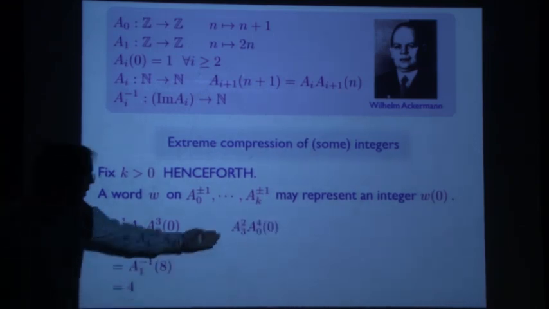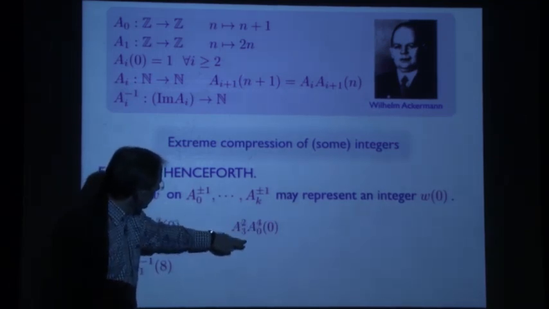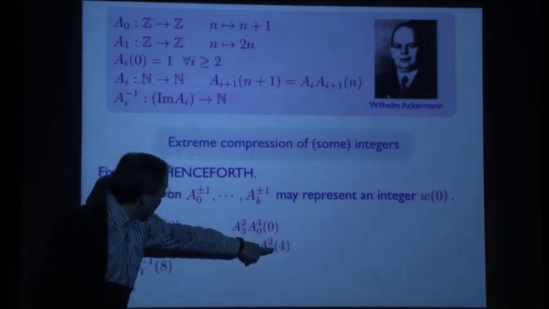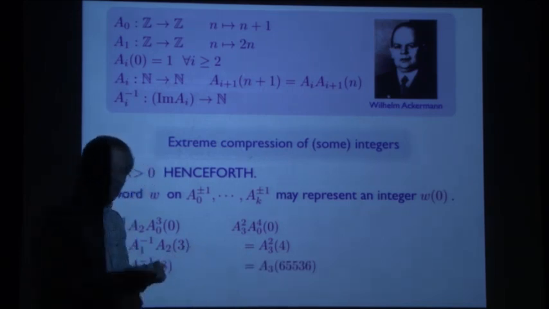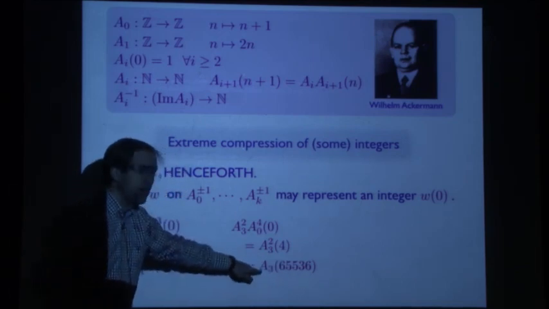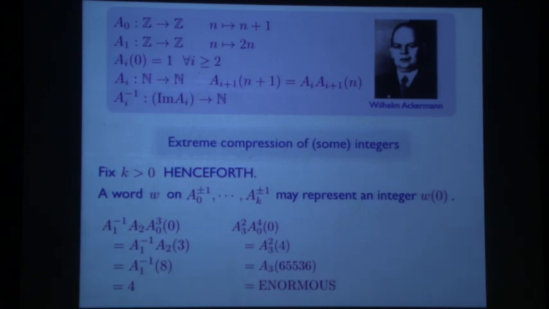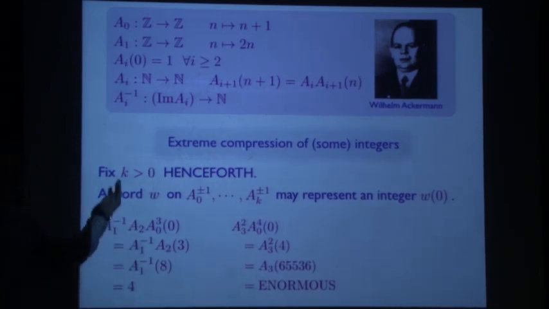Here's another example. a0 to the 4, then a3 applied twice. So you apply the a0's, you get 4, and then you want to apply a3 twice to 4. Well, a3 is that tower function. You apply it once to 4, you get that, and now you want to apply it again to that. Well, it's something enormous. So very short strings can represent massive integers, massive compression.